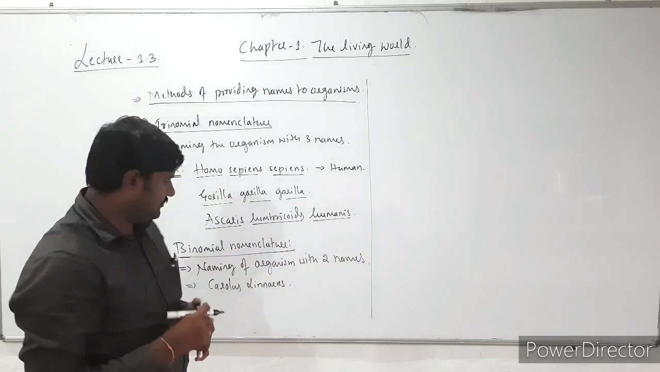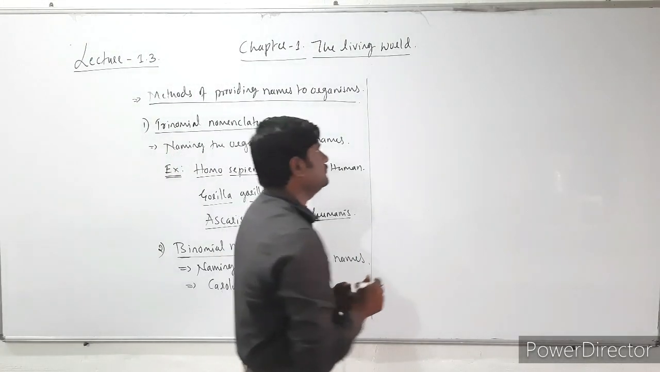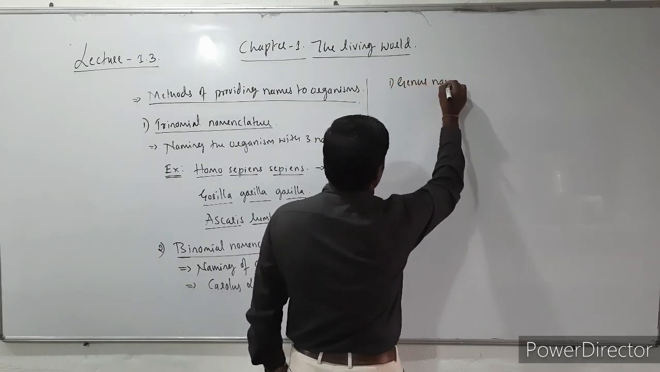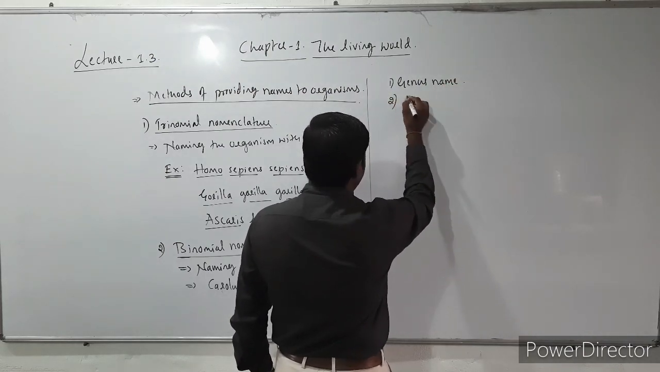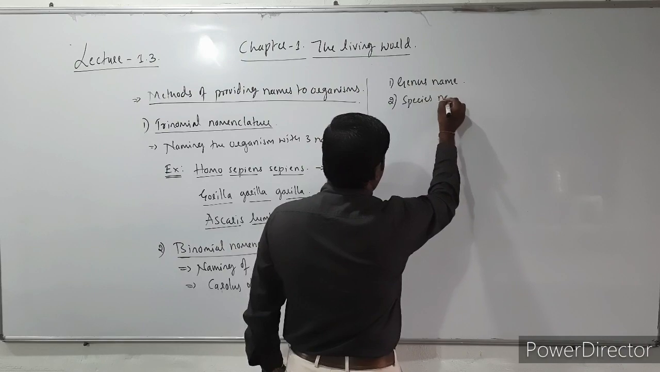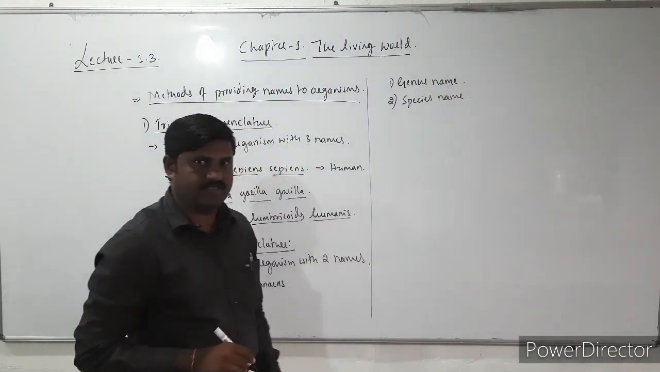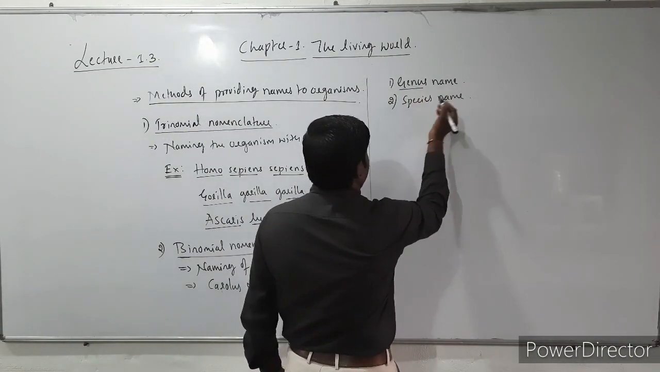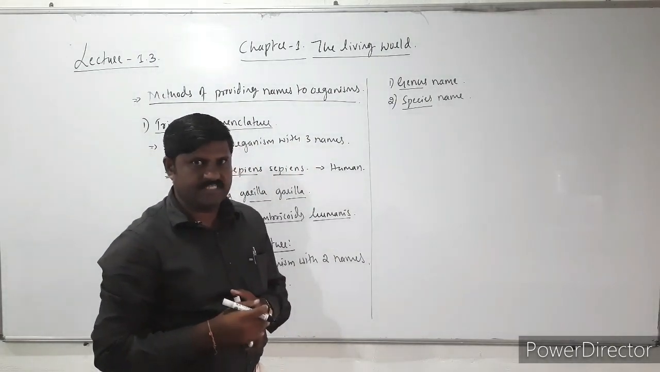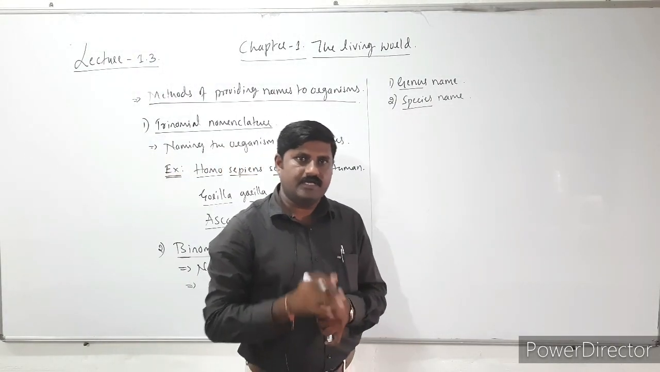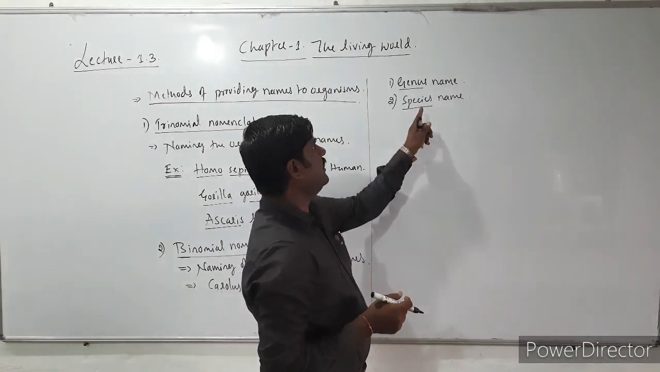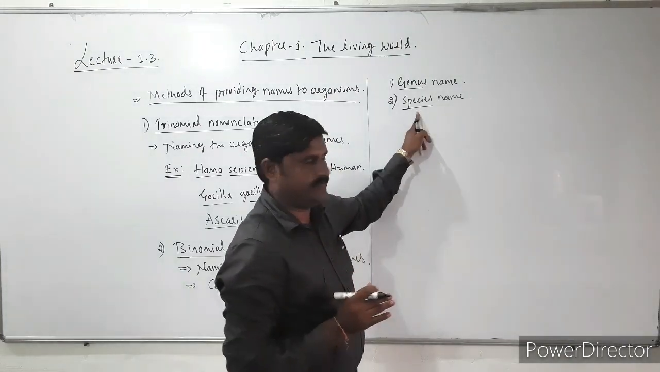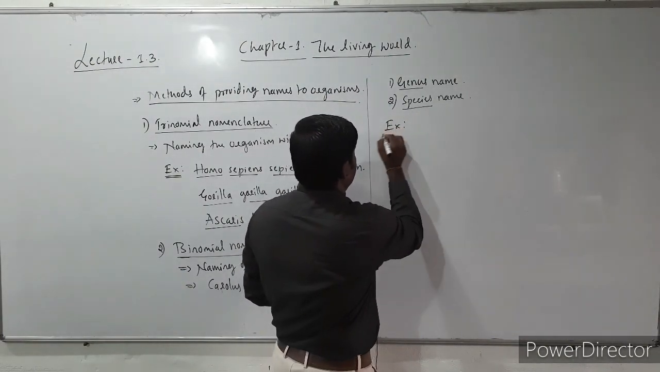This usually consists of two words, that is, one is the genus name and the second one is the species name. These are the two names involved in binomial nomenclature. So what is genus, what is species? You know it better. You all have information about species, right? So here one name is the genus name and another name is the species name. So some examples we can take over here.